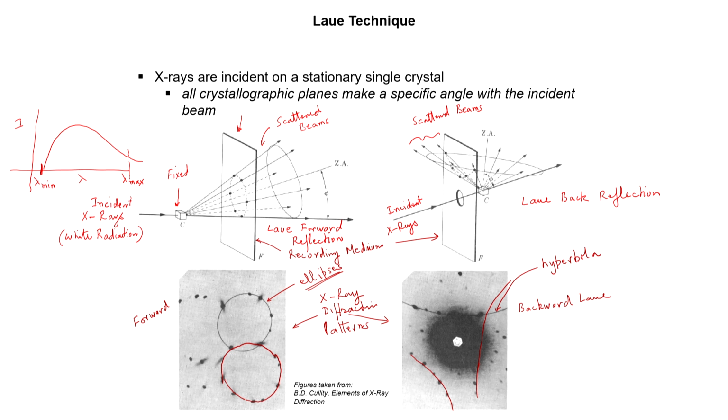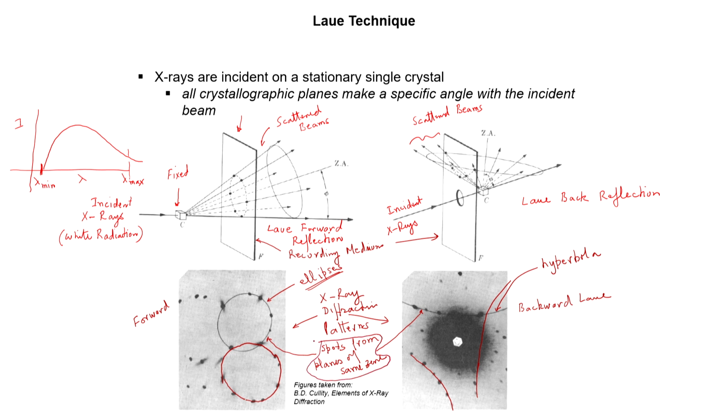Now, I am not going to prove this here, but the spots lying on ellipses in the forward Laue and spots lying on hyperbolas in the backward Laue, these are all spots from planes of the same zone. Now, what does this mean?